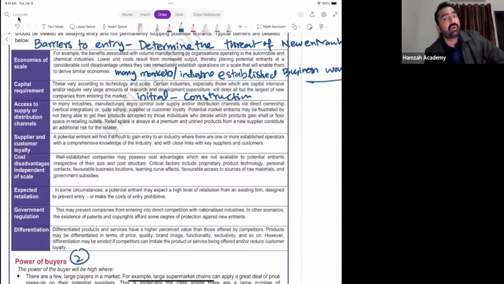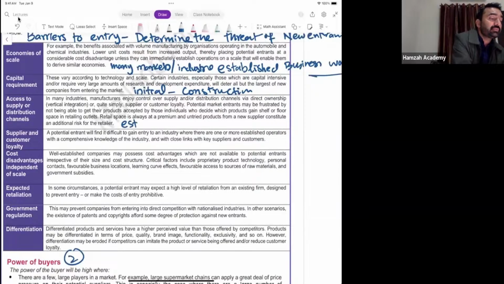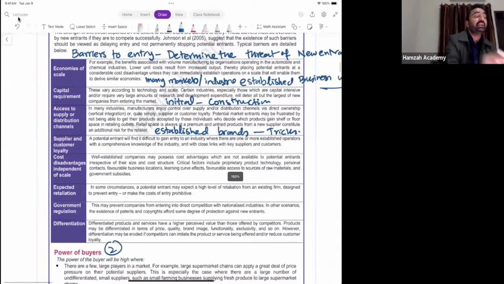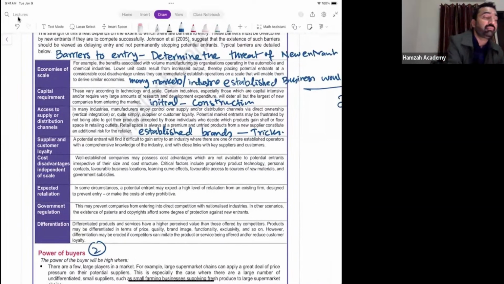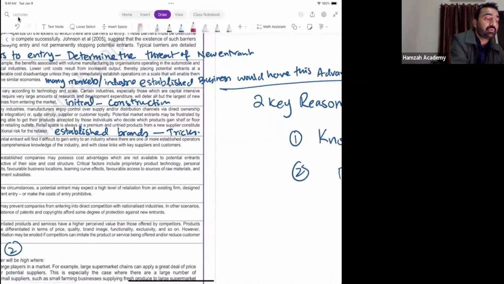Although these days, because of the fear of social media and boycotts and all that, companies are less hostile to these types of tactics. But in the past, we have seen how established brands have been playing these tricks where they have made it difficult for new brands to make entry into the market, making it difficult for new brands to enter.